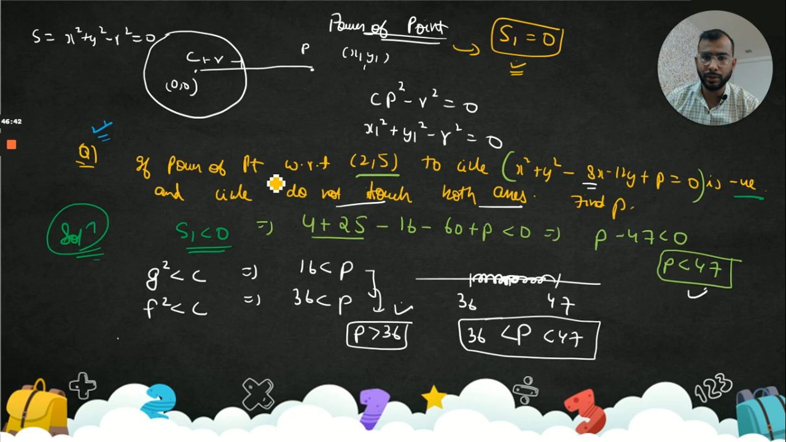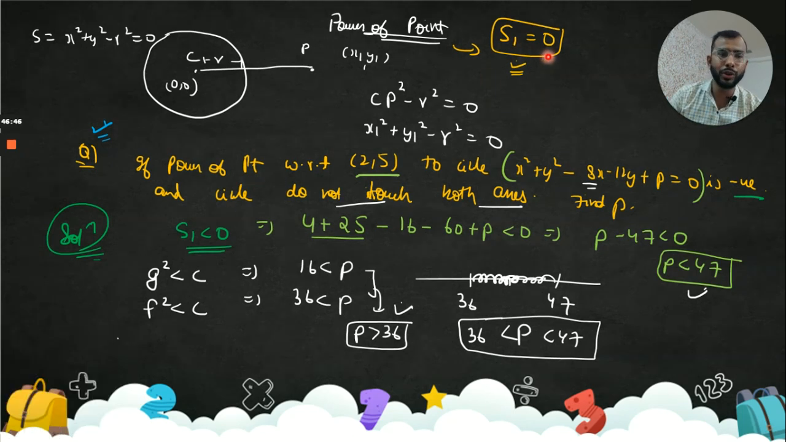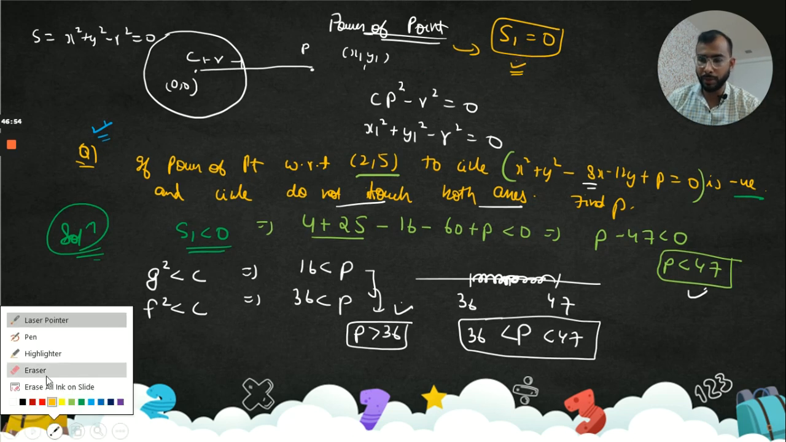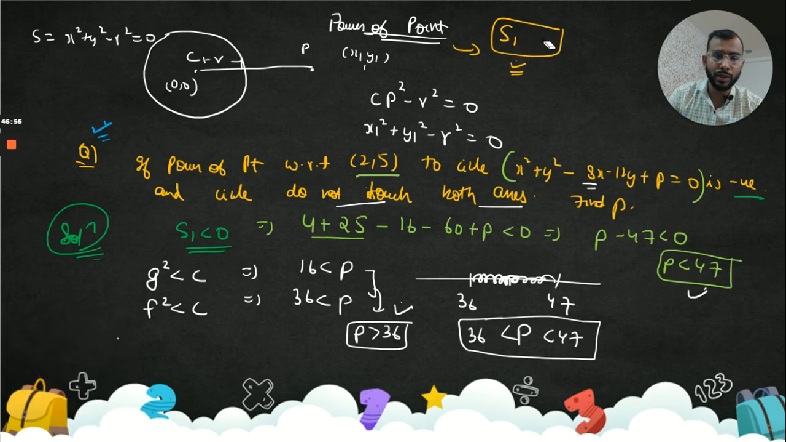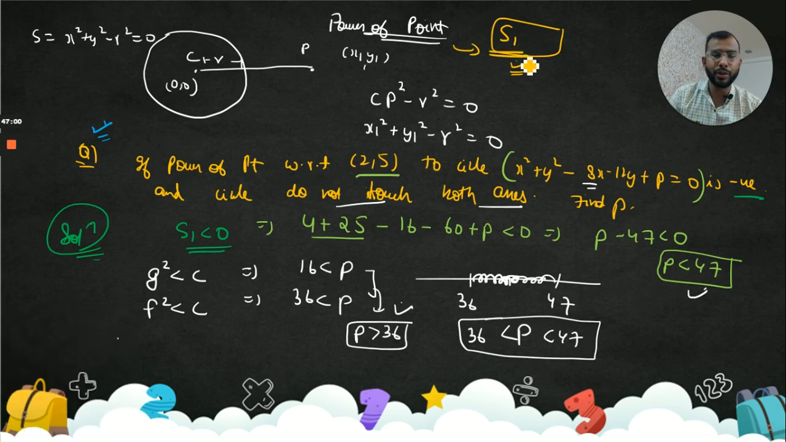First we started with power of a point. Power of a point is nothing but S1. If the point is inside, S1 is less than 0. If the point is outside, S1 is greater than 0. If the point is on the circle, I said power of point equals 0, but sorry, power of circle is S1 only. If it is on the circle, it is equal to 0.